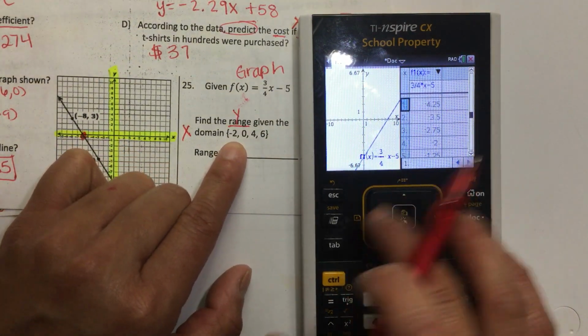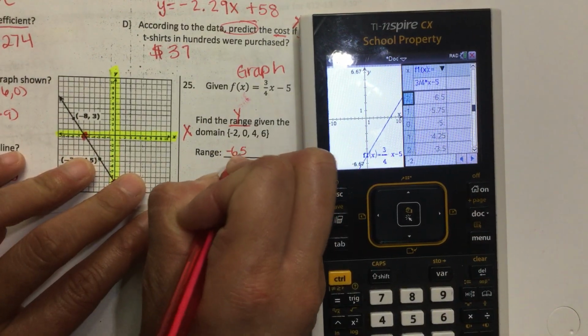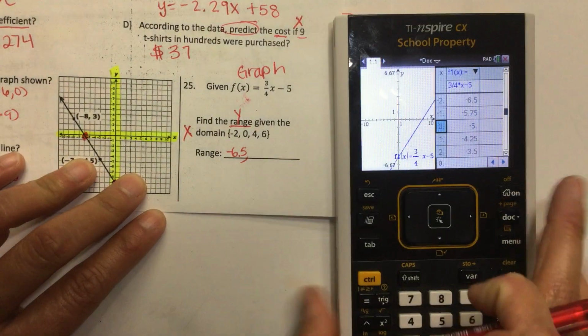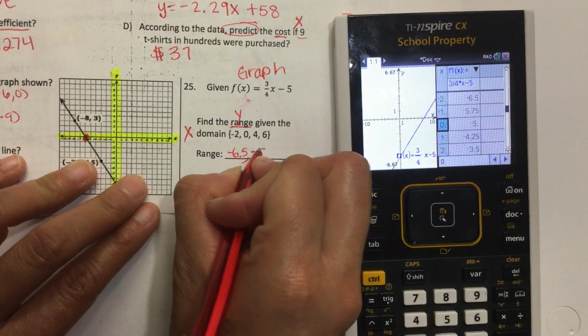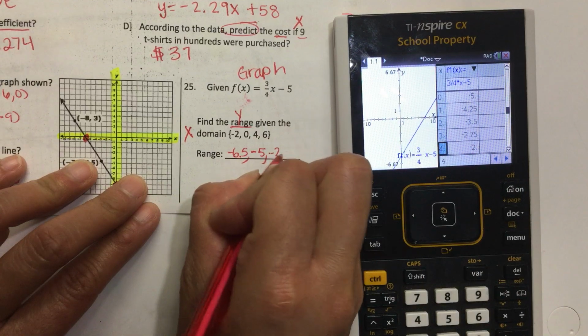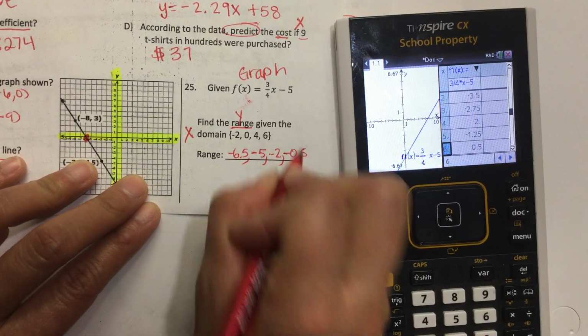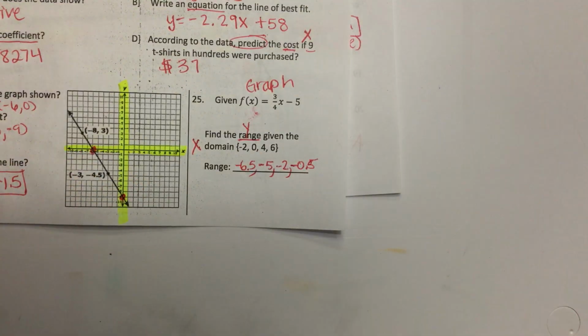When my x is negative 2, my y value is negative 6.5. When my x is 0, my y value is negative 5. When my x value is 4, y is negative 2. And when x is 6, y is negative 0.5. And that is the end.